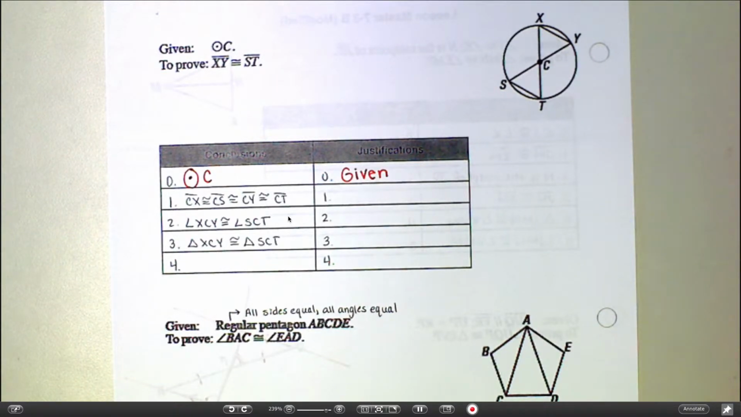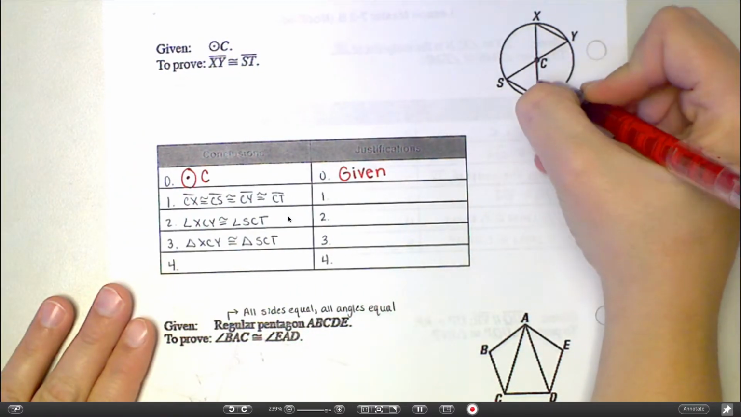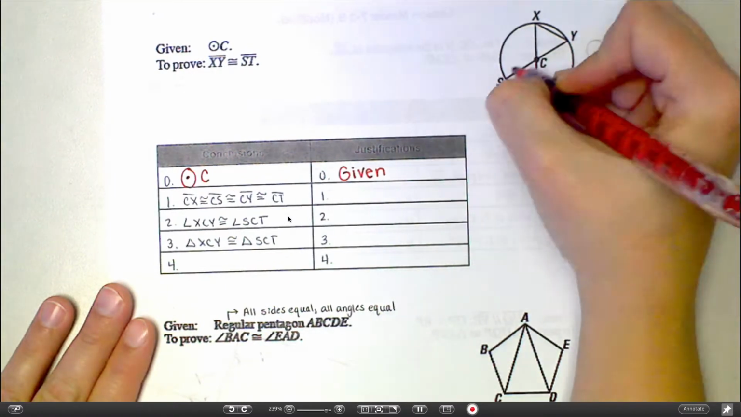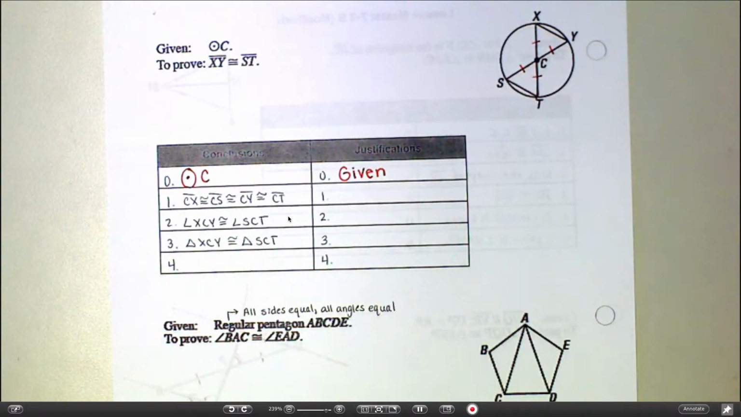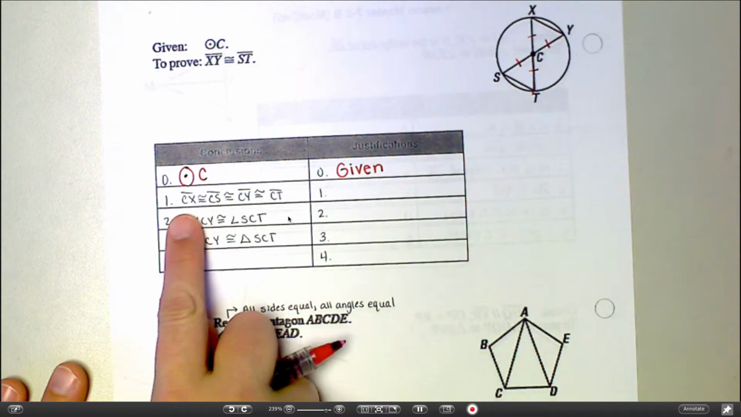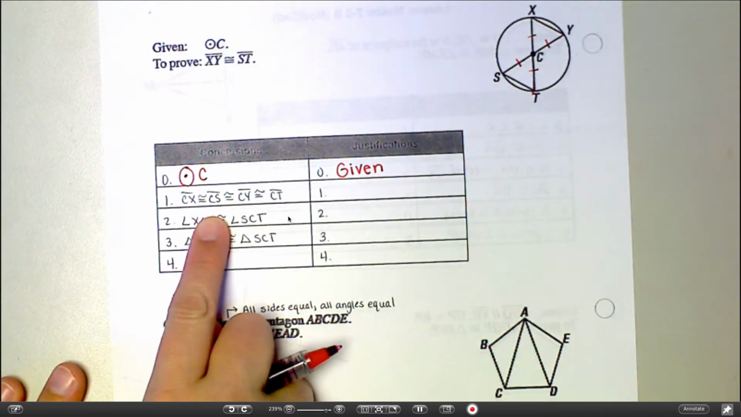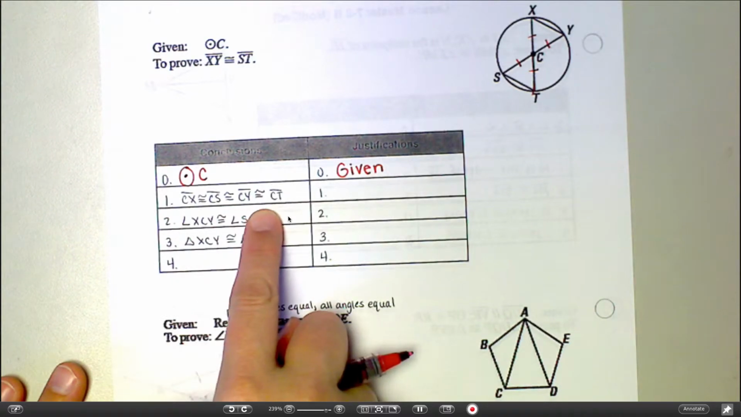Rachel? Because you know that every line coming out from the center is congruent. Okay, so from this, all of these segments, what are those little segments called? Yeah, they're all radii. Radii is plural, but each one is a radius. What I just marked there is exactly what this says: CX, CS, CY, and CT are all congruent to each other. That's what that says.